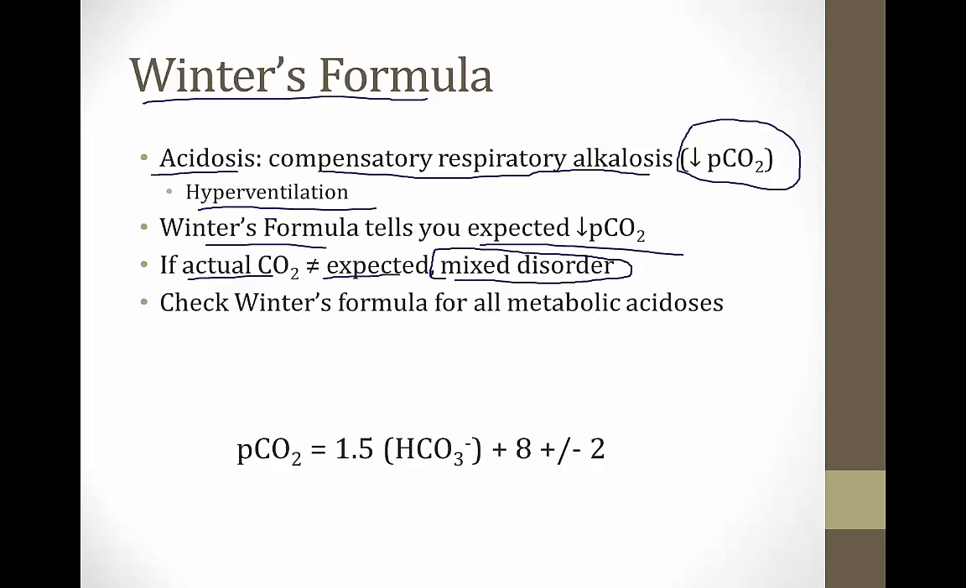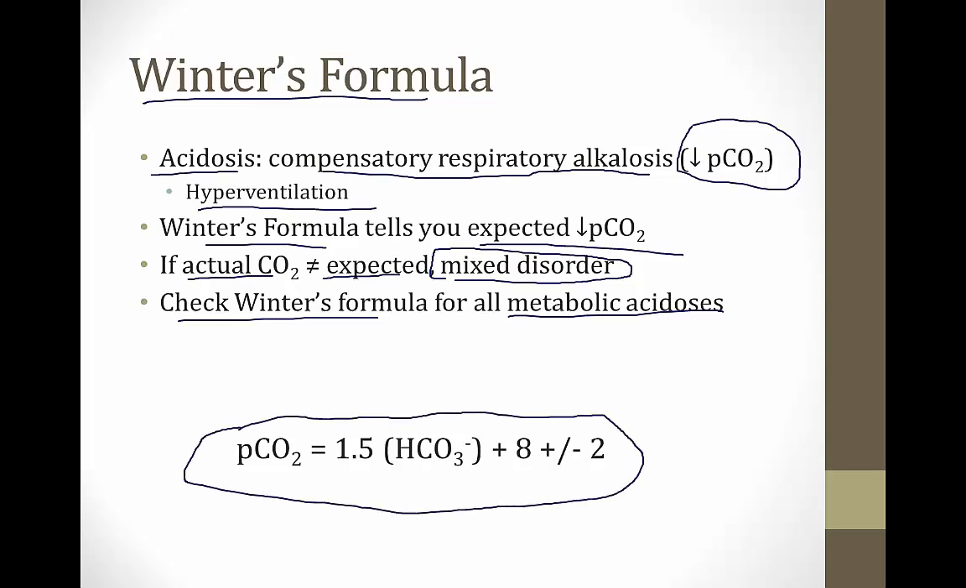It means you have a concomitant respiratory disorder in addition to the metabolic acidosis. So the bottom line is that you need to check Winner's formula for all metabolic acidoses to make sure that the respiratory compensation is appropriate. And I've written Winner's formula down here. It's 1.5 times the bicarb plus 8 plus or minus 2.